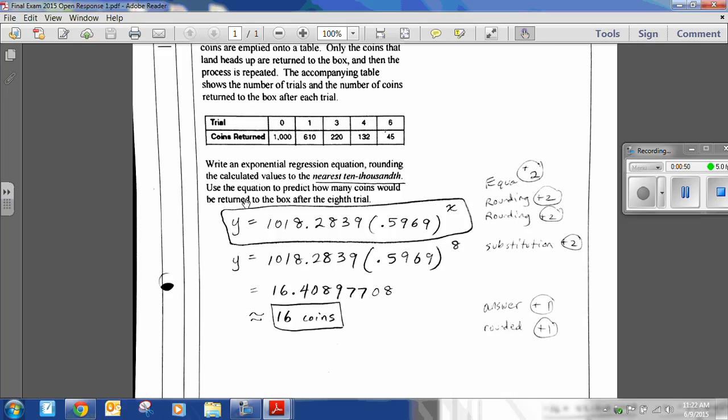Then they ask, use the equation to predict how many coins would be returned to the box after the 8th trial. So you must show the substitution. You take 8, you plug it in for x right here. Here's the work, and it must be rounded to 16 coins, to a whole number. Even though it doesn't specify, you must infer that from the table. They want to know how many coins. Well, it's impossible to have half a coin, so the answer is 16 coins.